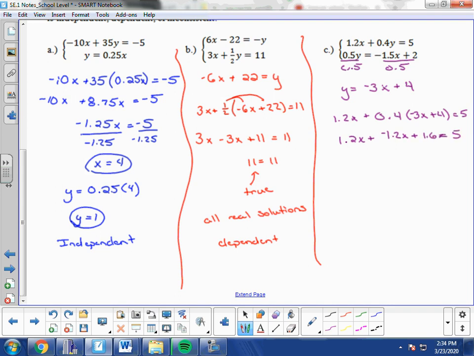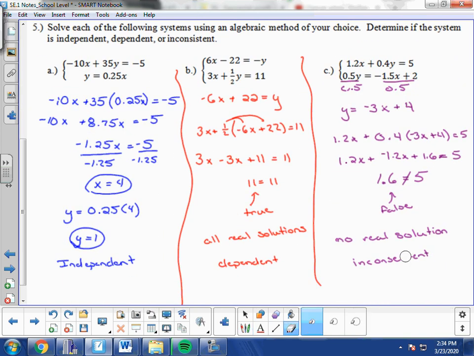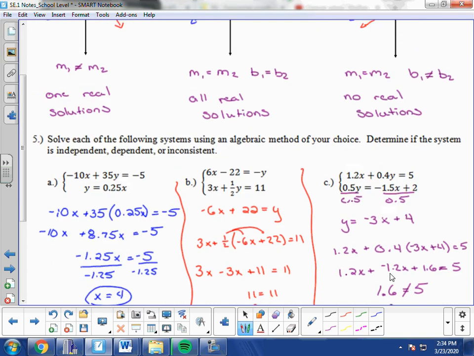What happens to the negative 1.2x and the 1.2x? They add to give you 0. So 1.6 equals 5. This is not accurate. It's actually not true. So here we come up with a false statement. This means that there are no real solutions. So for this problem, this would actually be inconsistent. Sorry, I think I spelled inconsistent incorrectly there. Let me fix that spelling. There we go. So this would be what we consider inconsistent because it does not have any real solutions.